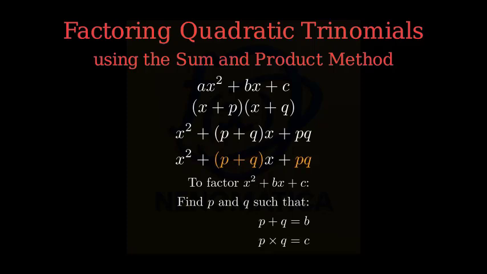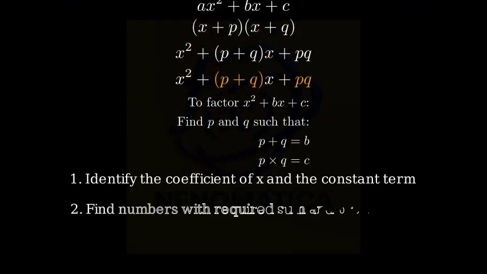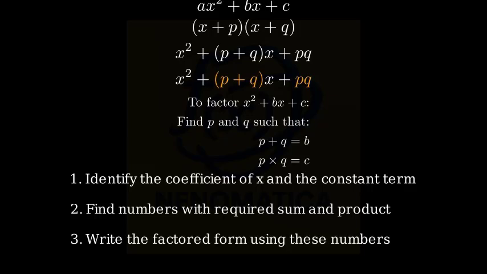Here's the step-by-step process we'll follow. First, identify the coefficient of x and the constant term in the quadratic expression. Second, find two numbers whose sum equals the coefficient of x, and whose product equals the constant term. Finally, use these numbers to write the factored form. Let's apply this method to 3 specific examples.